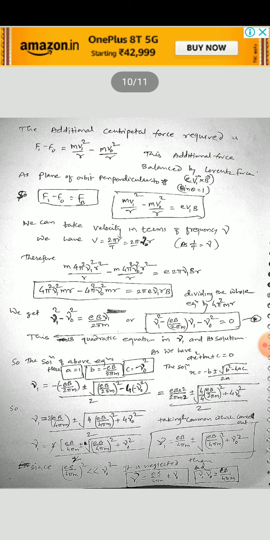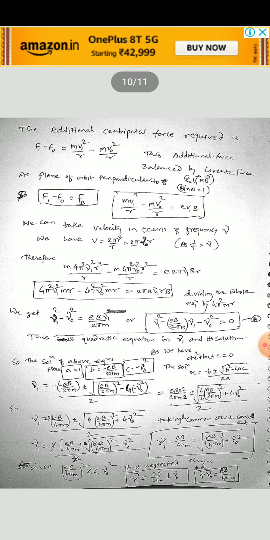By putting this value in the above equation, we get 4 pi square nu 1 square r square upon r, so one r gets cancelled, and this equals e, where the value of v1 is 2 pi nu 1 r, into B. So we get 4 pi square nu 1 square m r minus 4 pi square nu naught square m r equals 2 pi e v1 r B. Now dividing the whole equation by 4 pi square m r, on the left side we get nu 1 square minus nu naught square equal to e B nu 1 upon 2 pi m.